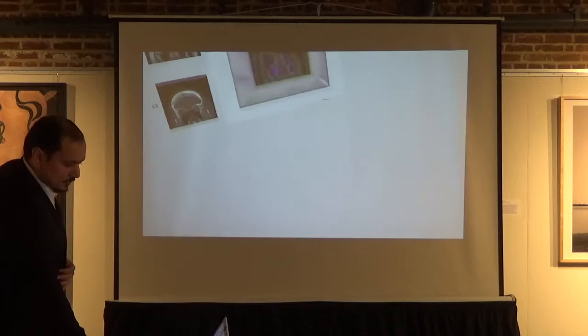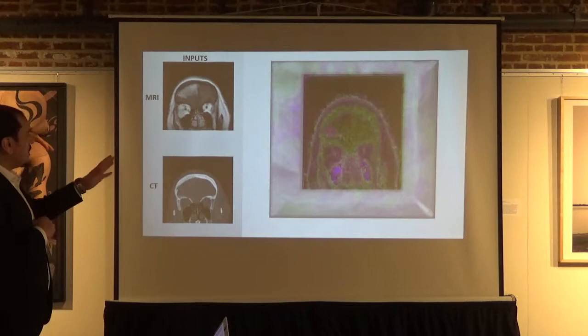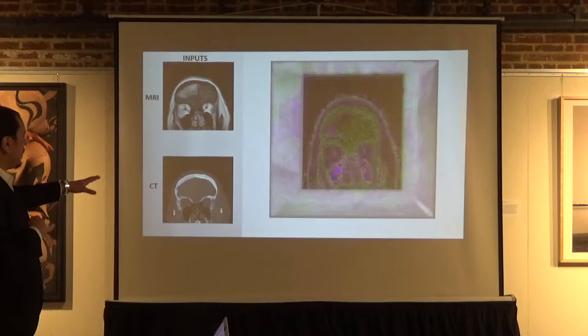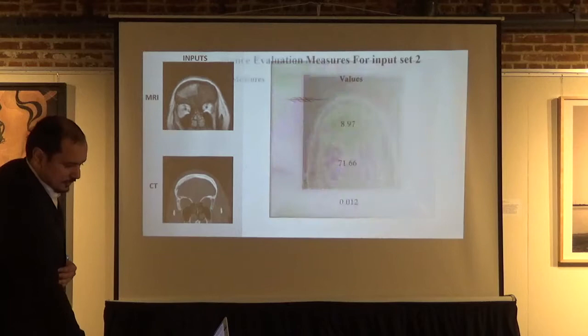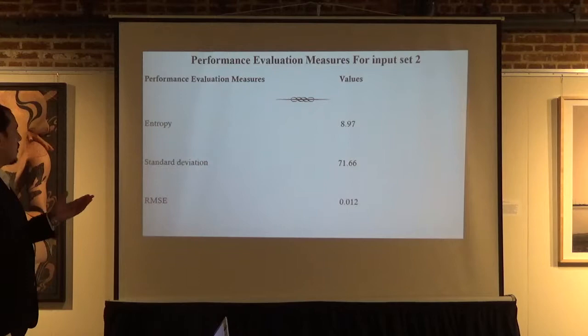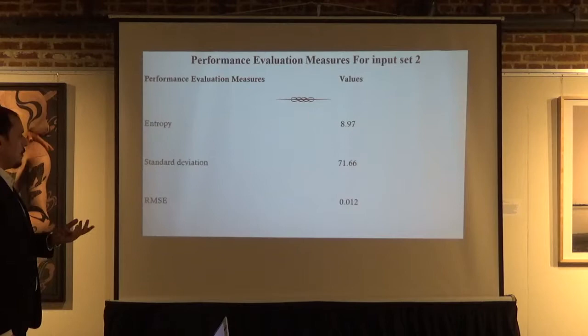And this is the second image. We are able to see the soft tissues of the MRI and some of the bone details at the same time. And these are the performance evaluation measures for the second set: 8.9 for the entropy, 71.6 for the standard deviation, and 0.01 for the root mean square error.